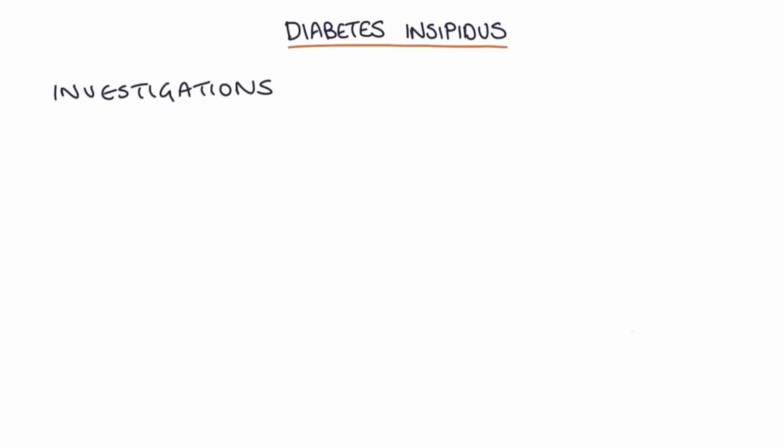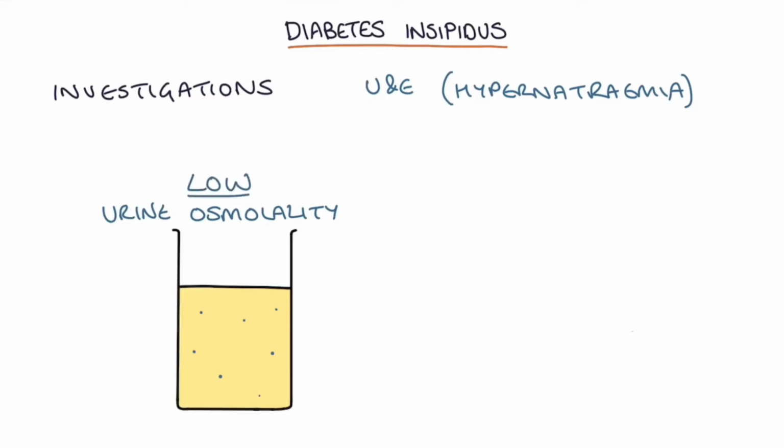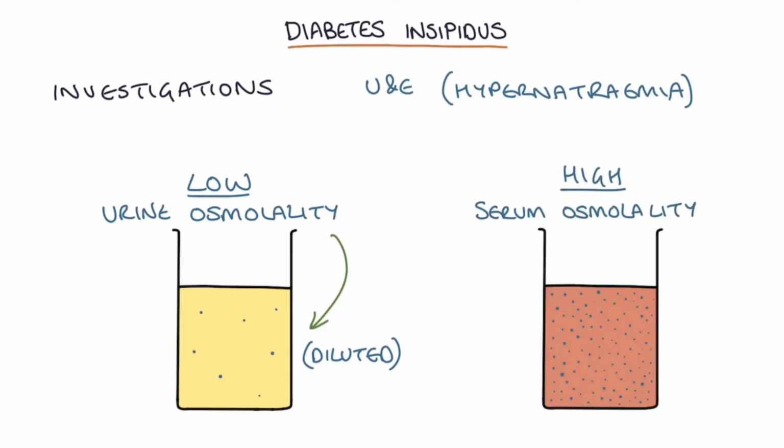How do you investigate them? You can do a U&E blood test to check the kidney function and you might find hypernatremia. You can also check the urine osmolality and you'll find a low urine osmolality because there's a low concentration of solutes in the urine. They've all been diluted by water. And you'll find a high serum osmolality as there's a high concentration of solutes in the blood.